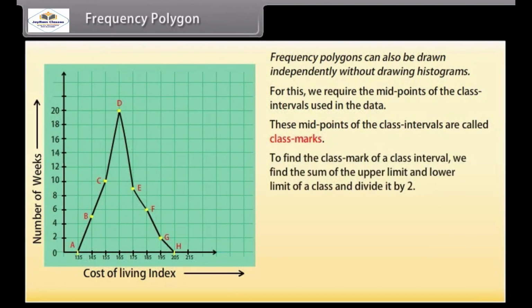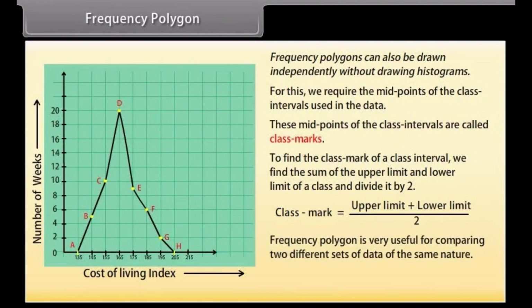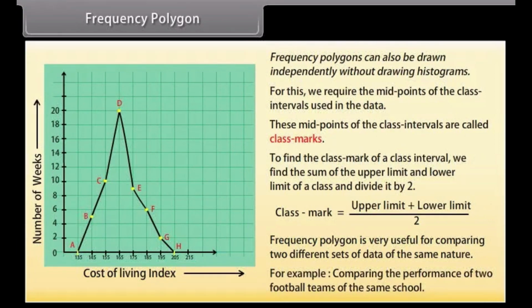To find the class mark of a class interval, we find the sum of the upper limit and lower limit of a class and divide it by 2. Thus, class mark is equal to (upper limit plus lower limit) upon 2. Frequency polygon is very useful for comparing two different sets of data of the same nature. For example, comparing the performance of two football teams of the same school.